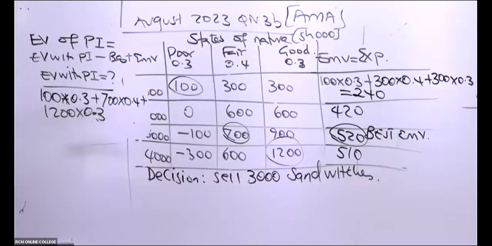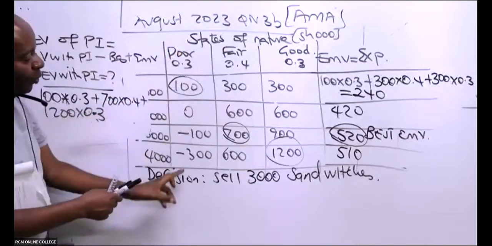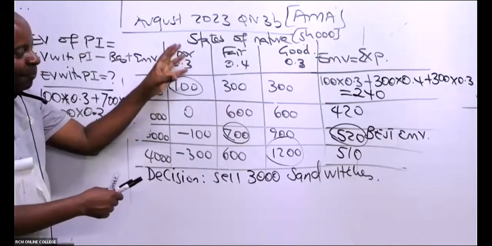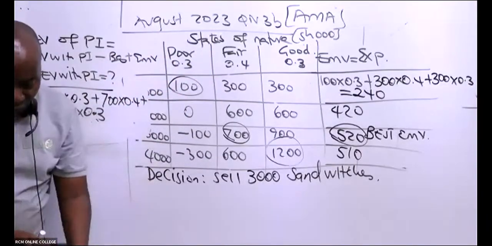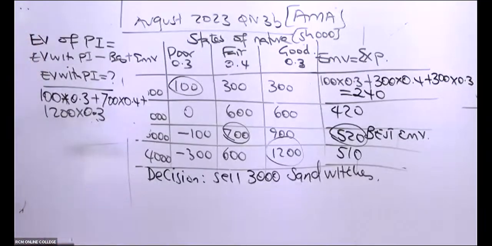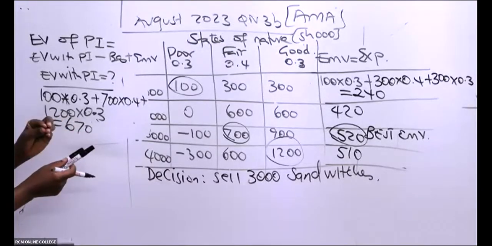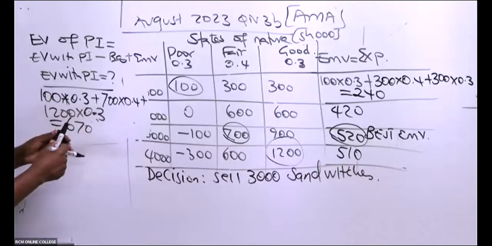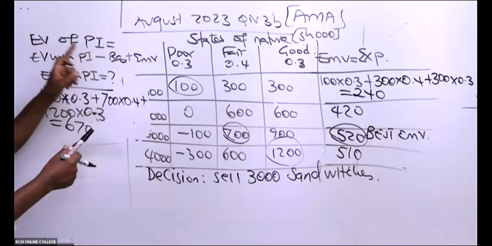So expected value with PI. If I have perfect information that it is poor that will prevail, I will pick the highest. I pick the highest in every column, and then I multiply the values with the probabilities. I'm told here that the answer is supposed to be 670. So with perfect information, the value I expect to get is 670.